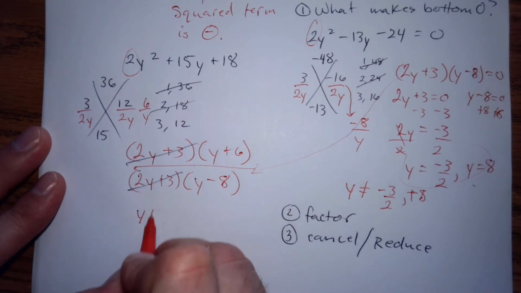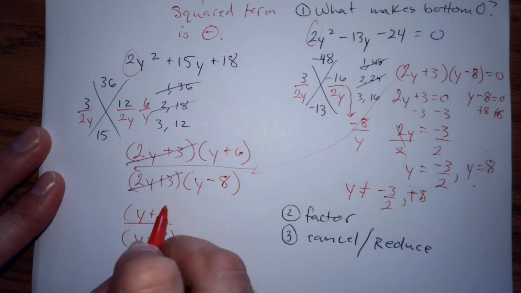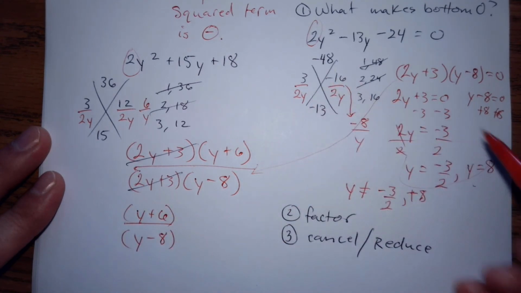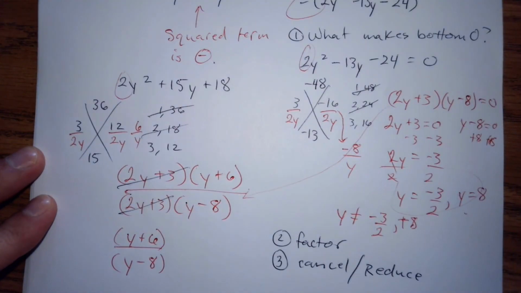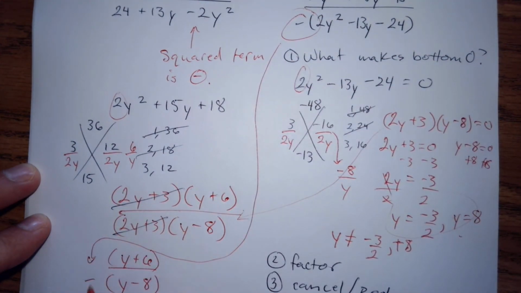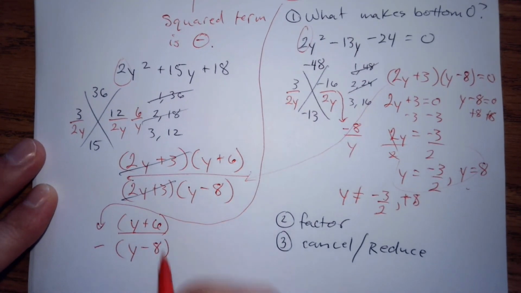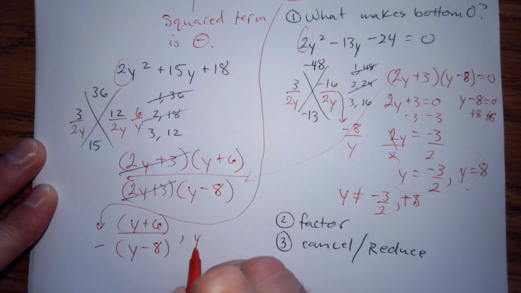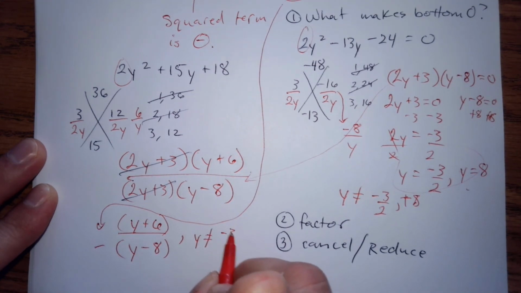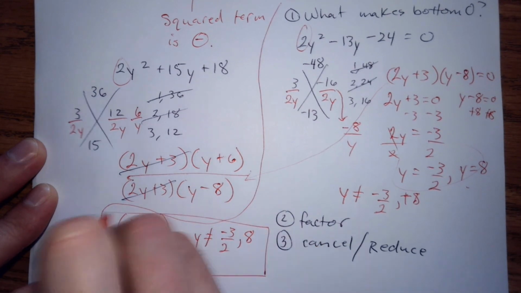And our answer is y plus 6 over y minus 8. Can't forget the negative from the very beginning. You can keep it in the bottom, you can put it in the middle, or you can put it in the top. Y does not equal negative 3 over 2 or 8. That is our answer.